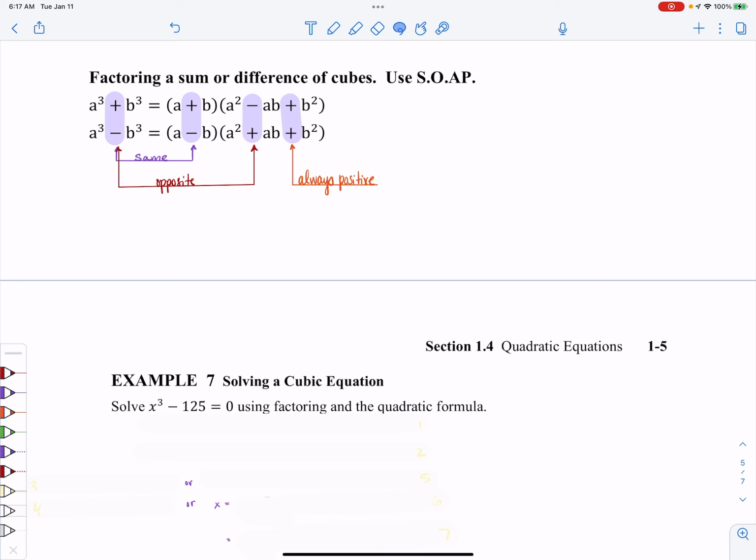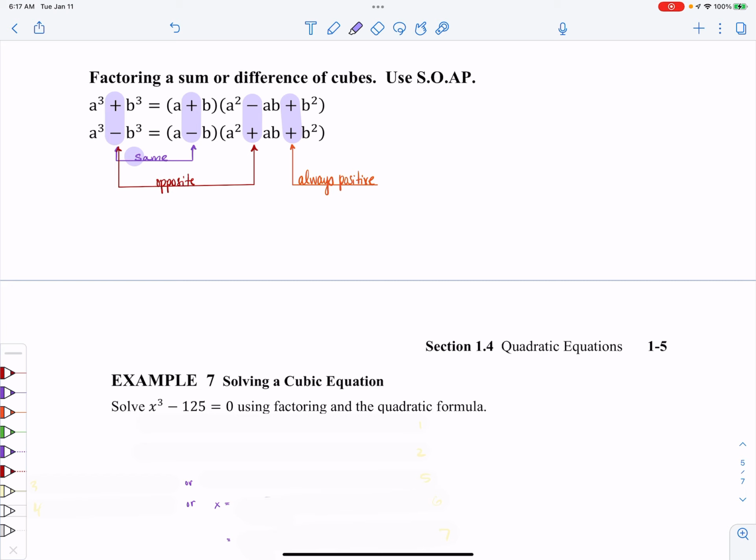The way that we factor the sum or difference of two perfect cubes is that first of all, we've got plain old A plus plain old B. Notice that the plus is the same sign as it was originally. So that's where your S comes from, is same. The signs are the same in that first binomial.